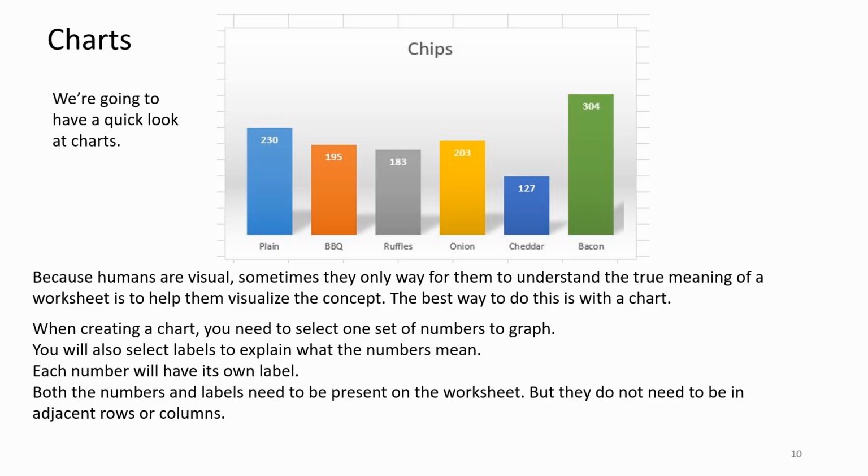When creating a chart, you need to select one set of numbers to graph. You will also select labels to explain what the numbers mean. Each number will have its own label. Both the numbers and labels need to be present on the worksheet, but they do not need to be in adjacent rows or columns.